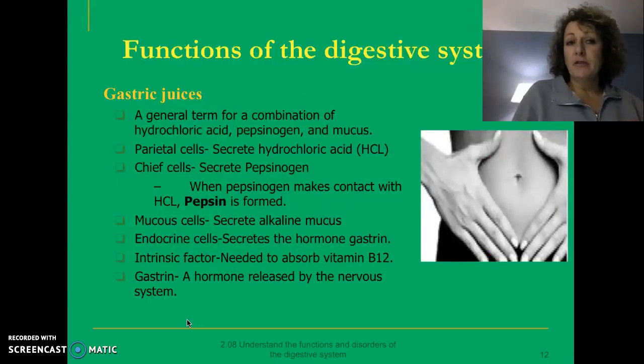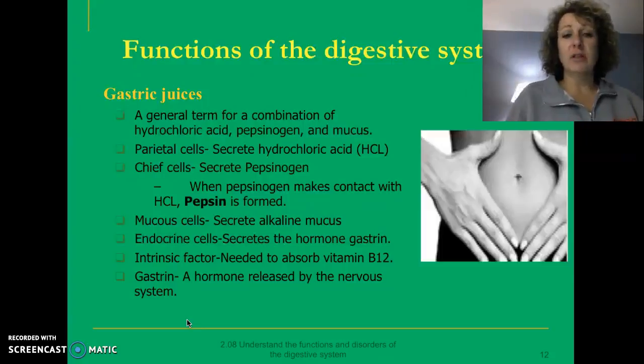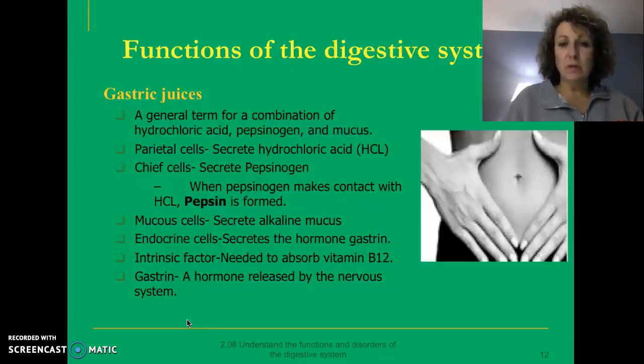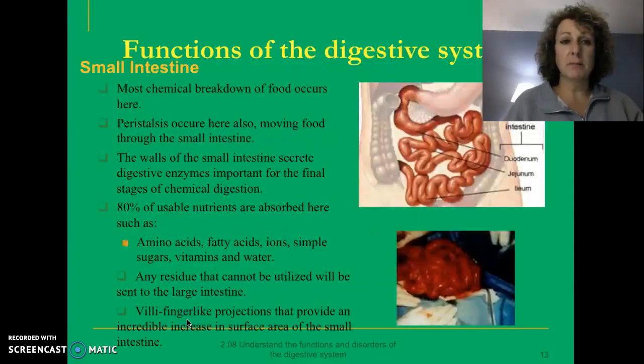All right, these are our gastric juices, a variety of different types of gastric enzymes: hydrochloric acid, pepsinogen, mucus. The parietal cells do secrete that hydrochloric acid. Chief cells secrete pepsinogen. And when those two make contact with each other, pepsin is formed. All right, I'm not going to read the rest of those. You can yourself, but they are very important enzymes that we need to know.